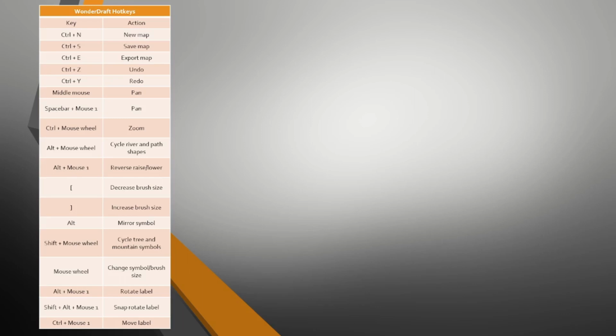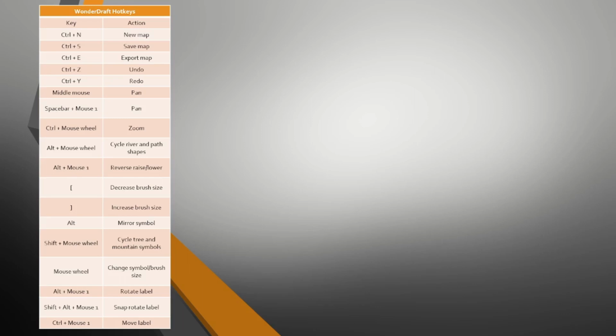So Wonderdraft, this is sort of a brief list of the hotkeys. The one thing I don't like is that it uses some odd keys. Like, for your brush size, your brackets are the hotkey. The mouse wheel is probably the best one because you can actually scroll it up and down and change your icon and your asset and your brush size, which is super nice. And there are some good hotkeys.